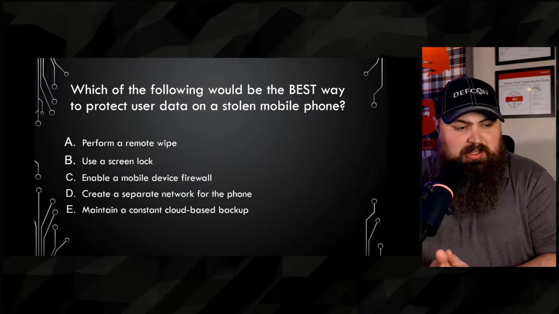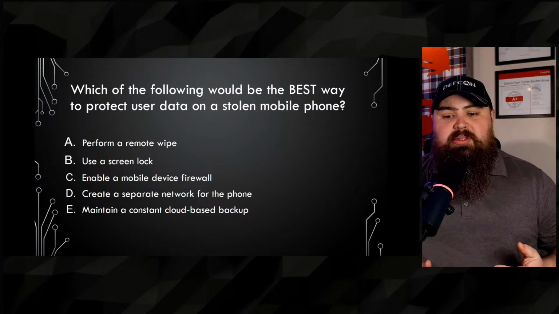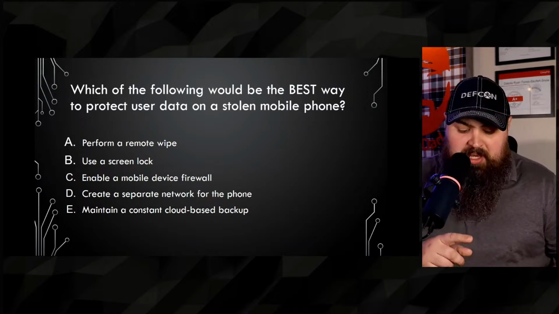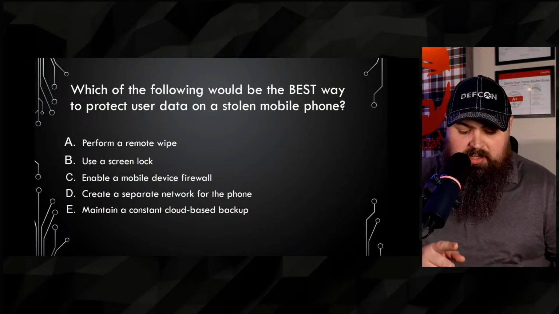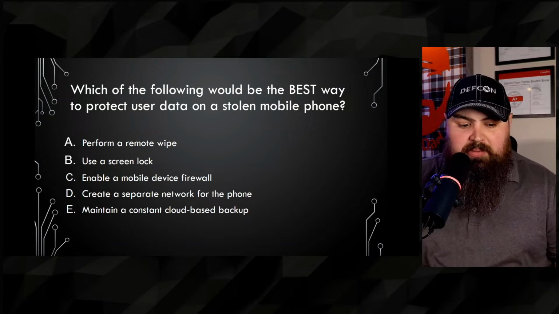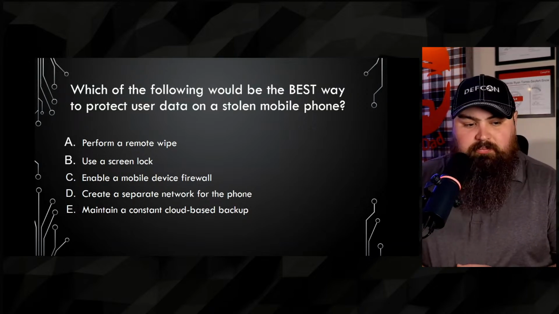So mobile phones and mobile OS is definitely something you can expect to see on the CompTIA exam. We'll be asked to troubleshoot Android and iOS devices as well, and be given scenarios like this on the CompTIA A+ exam.